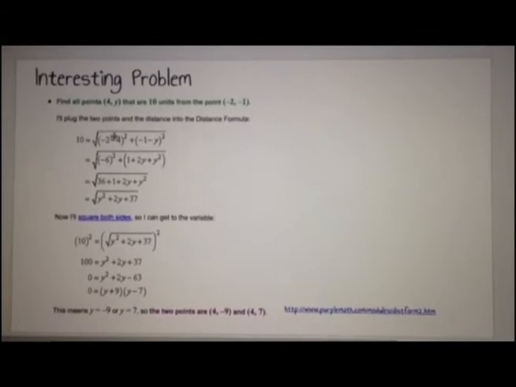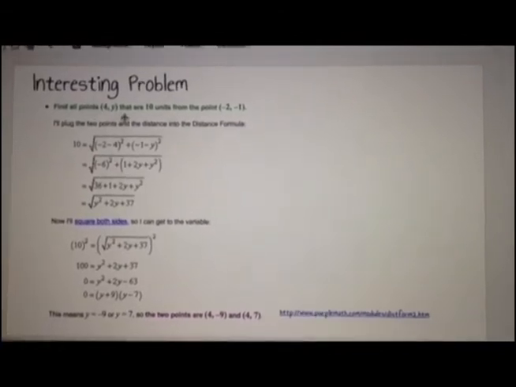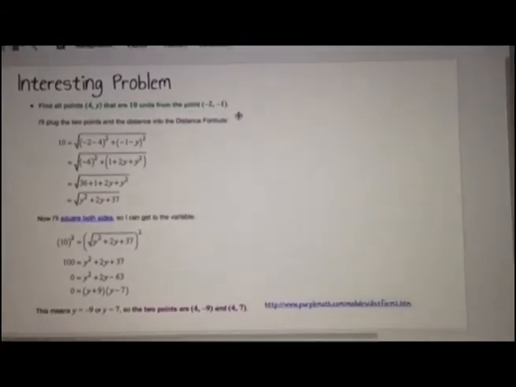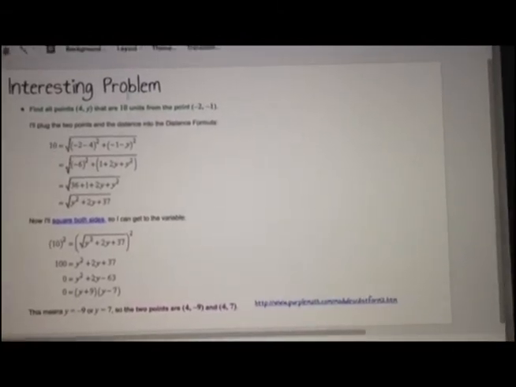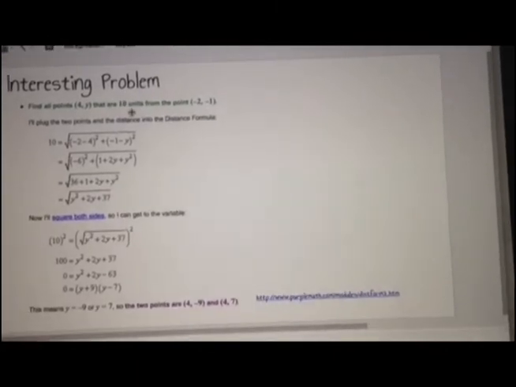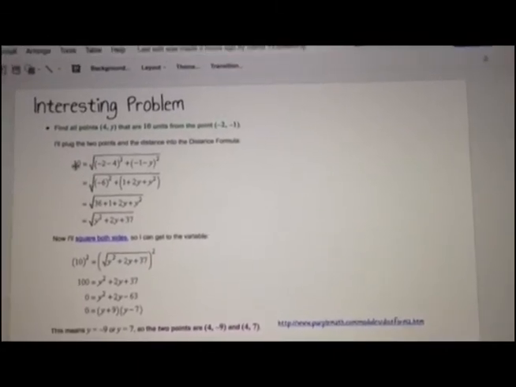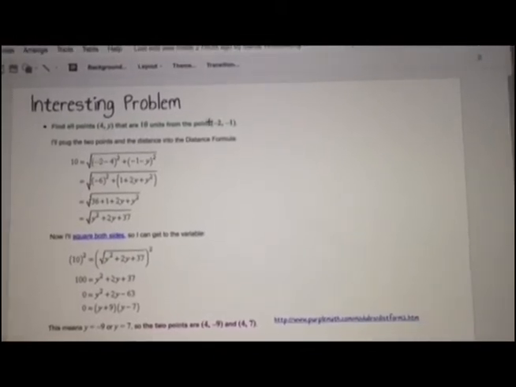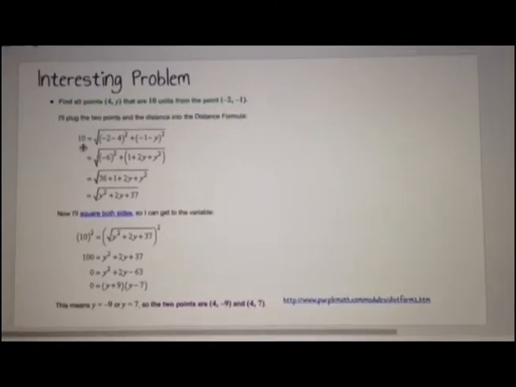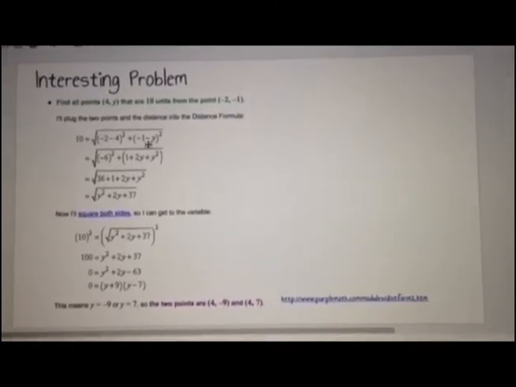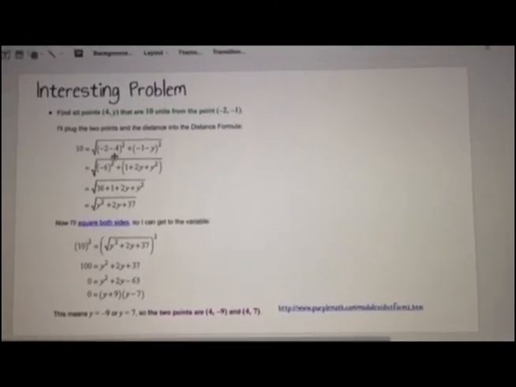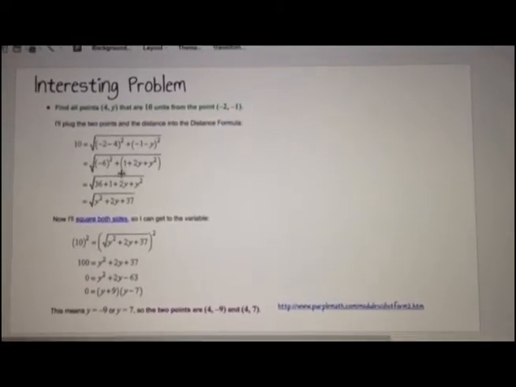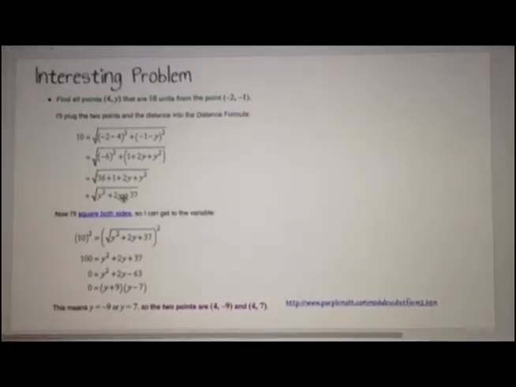The question says: find all points (4, y) that are 10 units from the point (-2, -1). There's a radius given here, so we plug it in for r, and then we plug in the 2 coordinates given, which is the square root of (-2 minus 4) squared plus (-1 minus y) squared. Then we do basic algebra, and we end up with this.